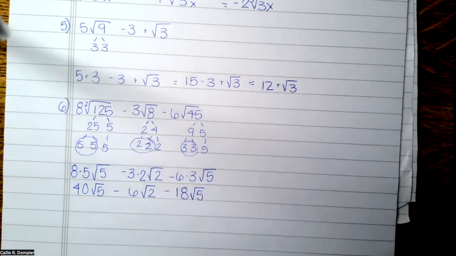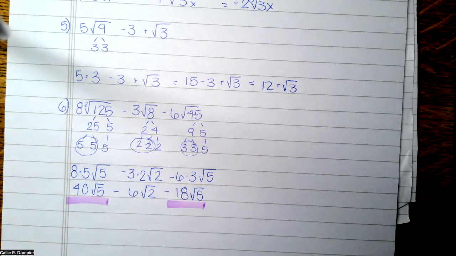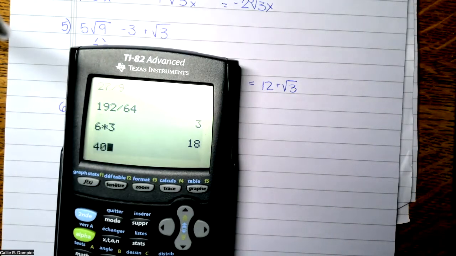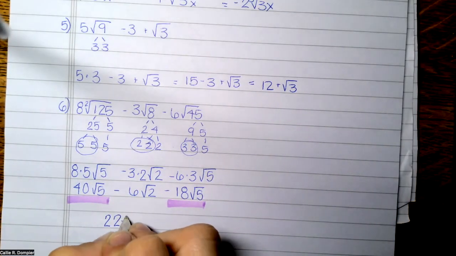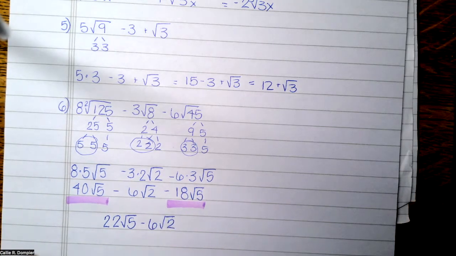Good. Now, the only ones that I can combine as like terms are 40 square root of 5 minus 18 square root of 5. 40 minus 18, what's it going to be? 40 minus 18 is 22. So now I have 22 square root of 5 minus 6 square root of 2. Or you could say negative 6 square root of 2 plus 22 square root of 5, doesn't matter.